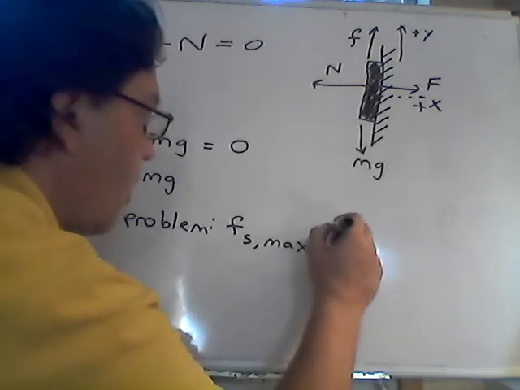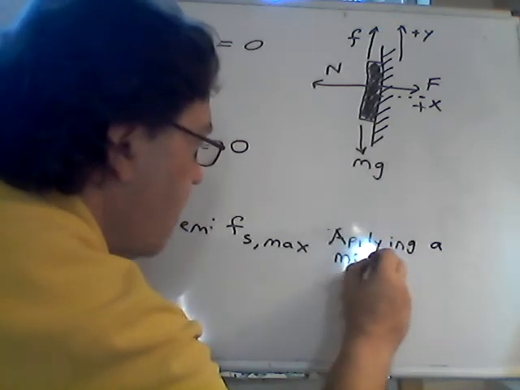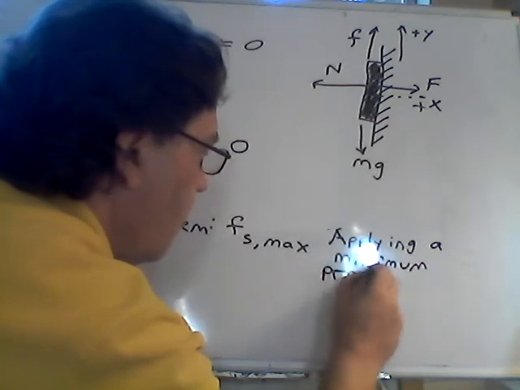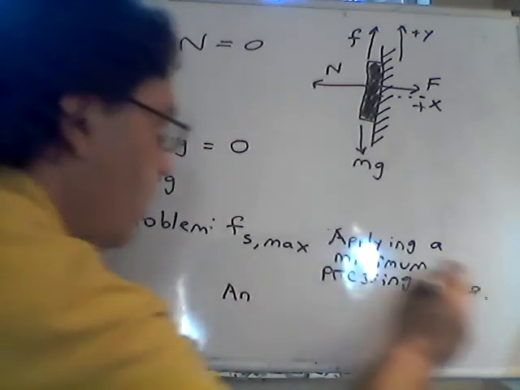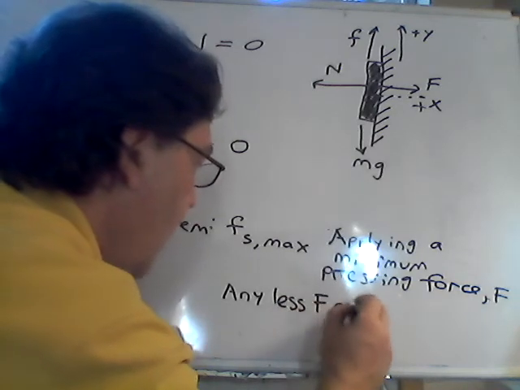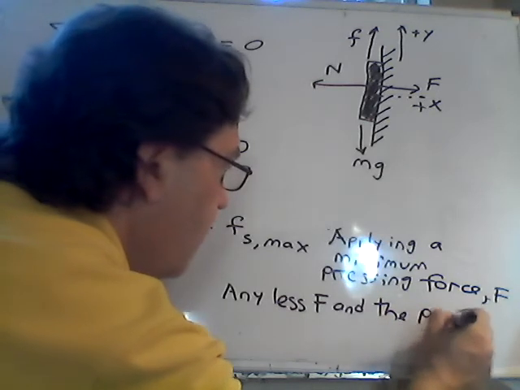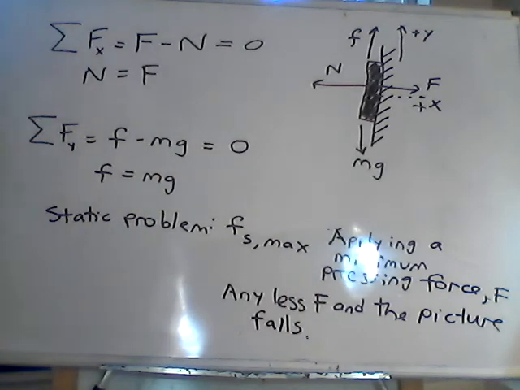So this is because we're applying a minimum pressing force. Any less pressing force, we'll say capital F, any less F, and the picture falls. So again, you've got to read these problems carefully. What that means is I'm at the very border of sliding and not sliding. That's why I would use the maximum force of static friction in this problem. And I use static friction because it is a stationary problem. The picture is not moving.